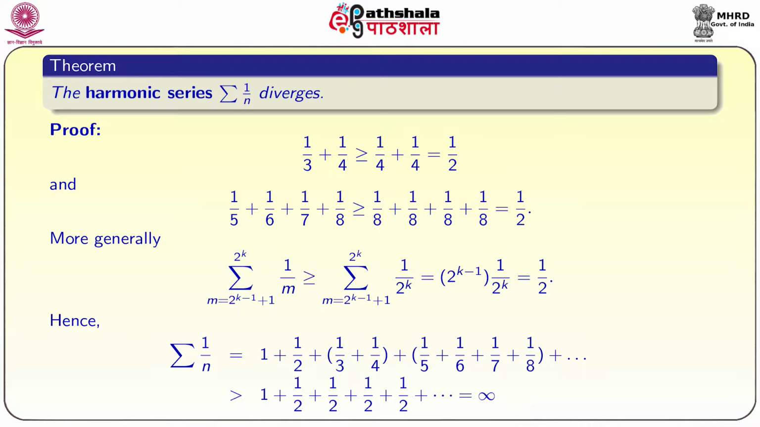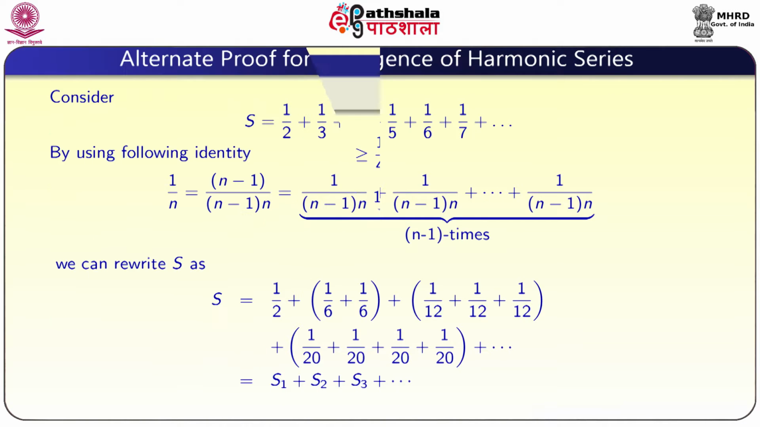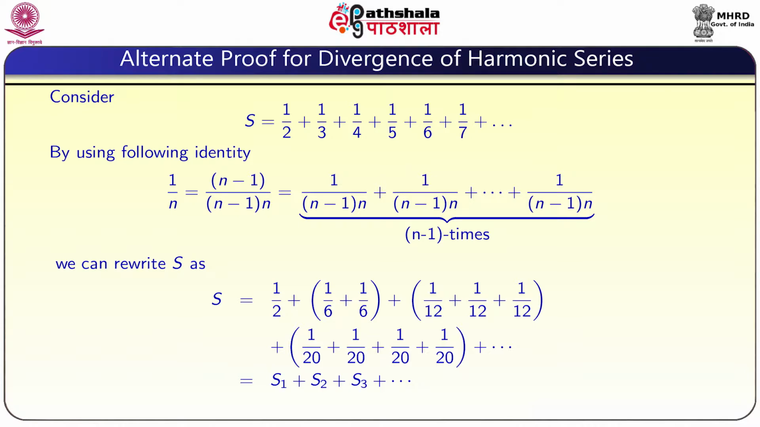So, this is not a complete proof, but a sketch of the proof. With this we understand that the harmonic series, summation 1 by n, diverges. For this harmonic series divergence, we will give another proof, an alternate proof. So, another proof for divergence of the harmonic series.